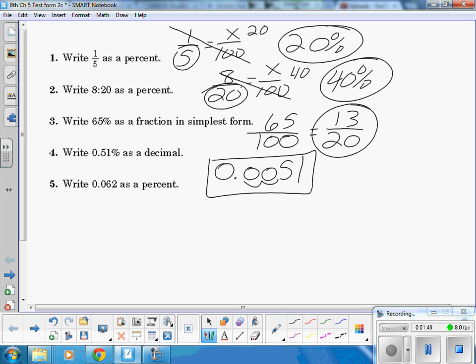Number 5, write 0.062 as a percent. On this one, we're going to move the decimal point 2 places to the right. When I do that, I get 6.2. Don't forget your percent symbol, 6.2%.